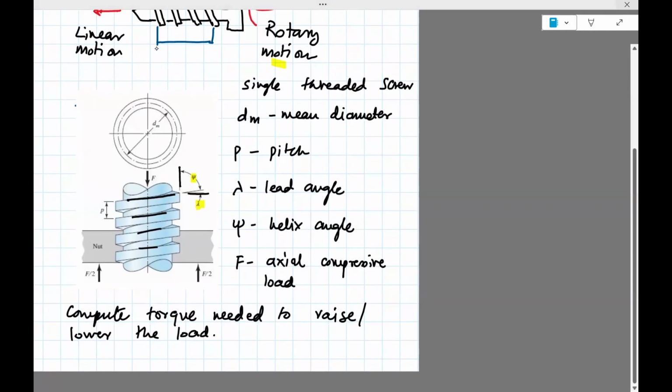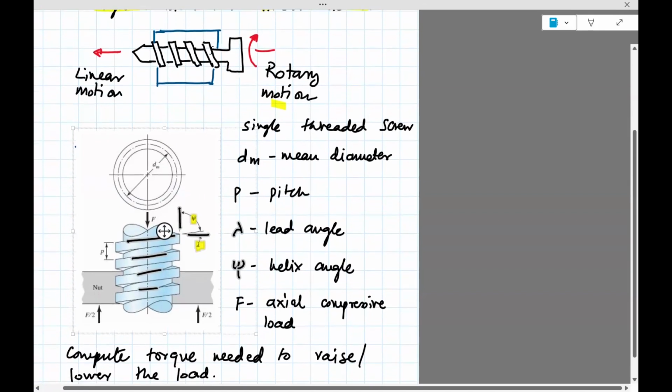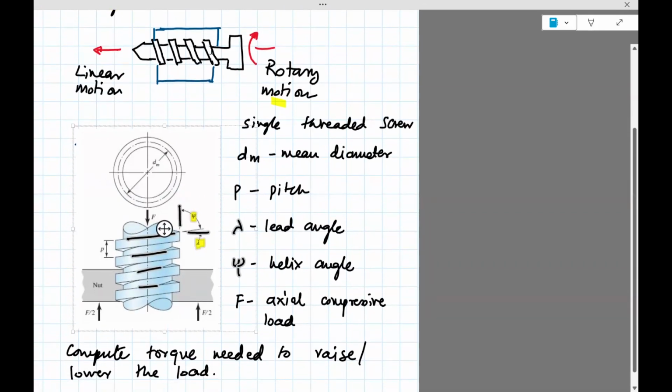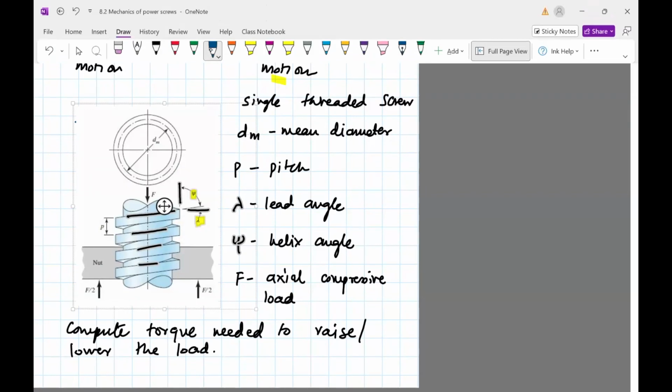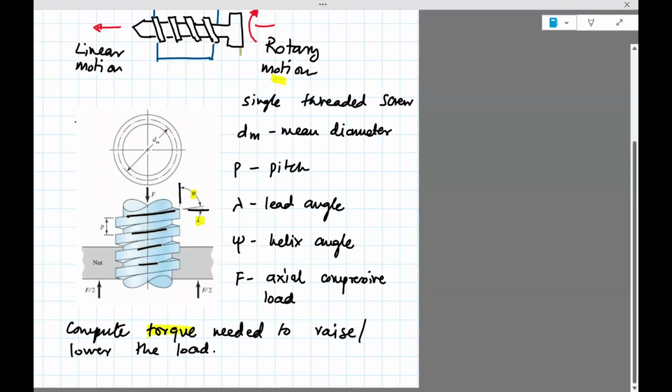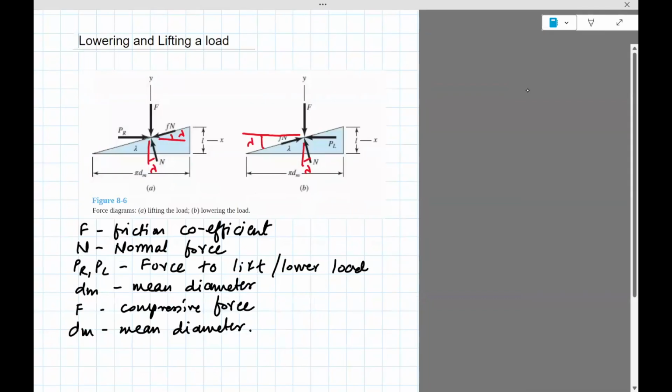Now our goal here is, as I said, that the screw helps you to move rods linearly when you spin it. So our goal is to compute the torque needed to raise or lower the load, right? How much force do you need? And that's an important calculation. So this is where we will use some of the tools in statics.